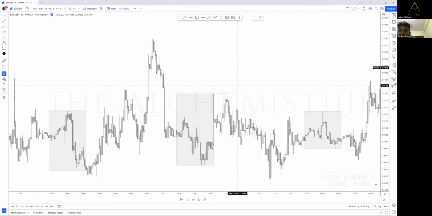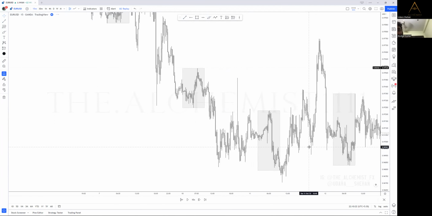I thought, okay, London might at least do a wick above it and then fall back. Nah, London went very close to it and then came back down for some reason. Okay, so I missed it. I missed it. Let it go.